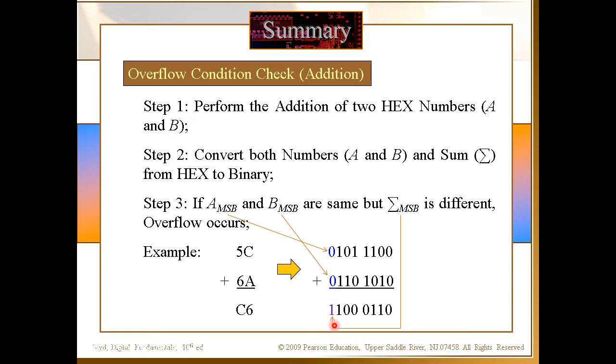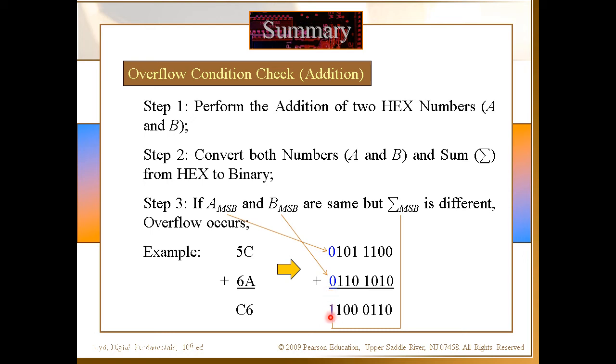Now how do we know that we have an overflow here? This is how we can tell. Again, this is an addition. If the most significant bit of A and the most significant bit of B are the same. What do I mean by same? Both are 0 or both are 1.